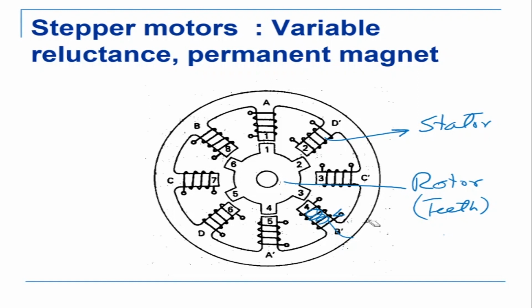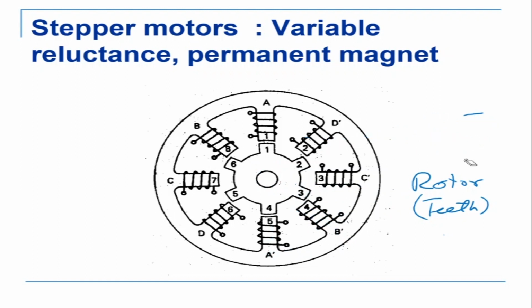The rotor has teeth. You can see that these are the teeth on the rotor. Now the stator also has teeth, which you can see, or projections, and there are windings on the stator. Okay, so this is my rotor, and those are the stator, and the stator also has teeth, and the rotor also has teeth.